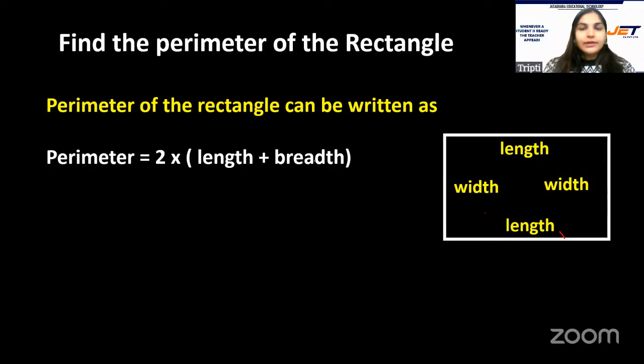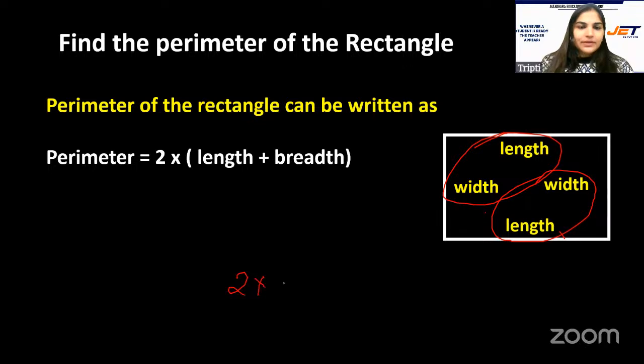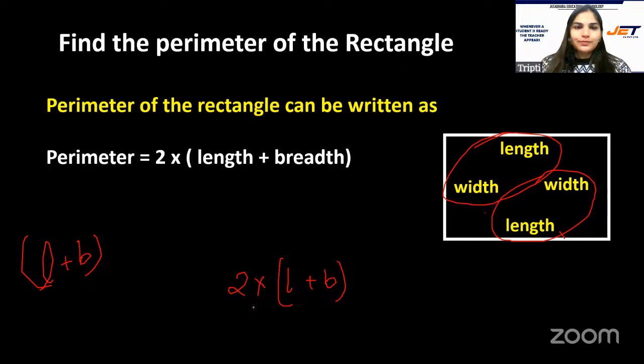That's what we did. We just added one pair and then did times 2, because there are two pairs, right? So we can say that it is 2 times the length plus breadth. First, you add length and breadth separately, or you can do it there only, length plus breadth, and then do times 2. So this is how you can calculate the perimeter of the rectangle. This is the formula to find the perimeter of the rectangle.